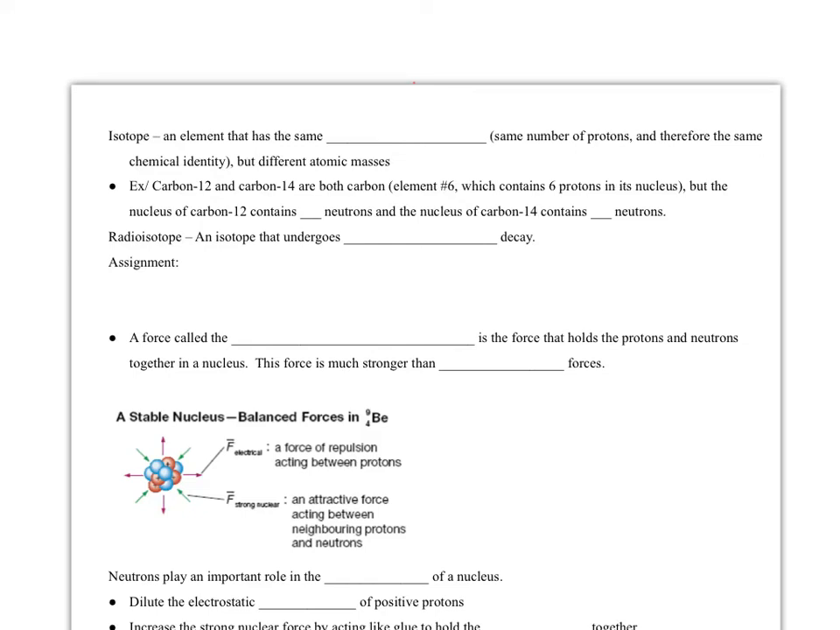Picking up from where we left off on Friday, an isotope is an element that has the same atomic number but different atomic masses. So they have the same number of protons, and therefore they're the same chemical element, but they have different atomic masses. This is because they have different numbers of neutrons.